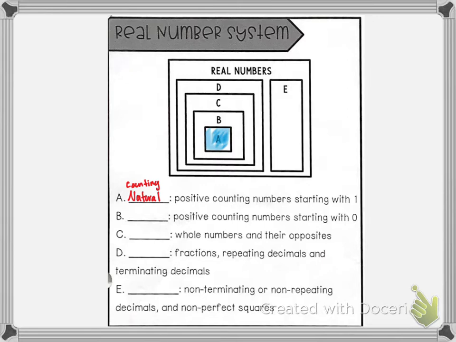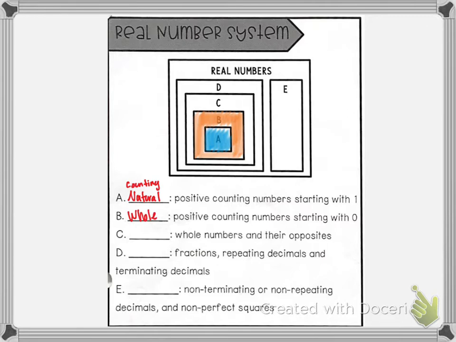B is going to be the part in orange, right? Because B is outside of A, that means everything that's inside of A is also whatever B is. And B says positive counting numbers starting with 0. So positive numbers starting with 0 are whole numbers. That means that all natural numbers are whole numbers.